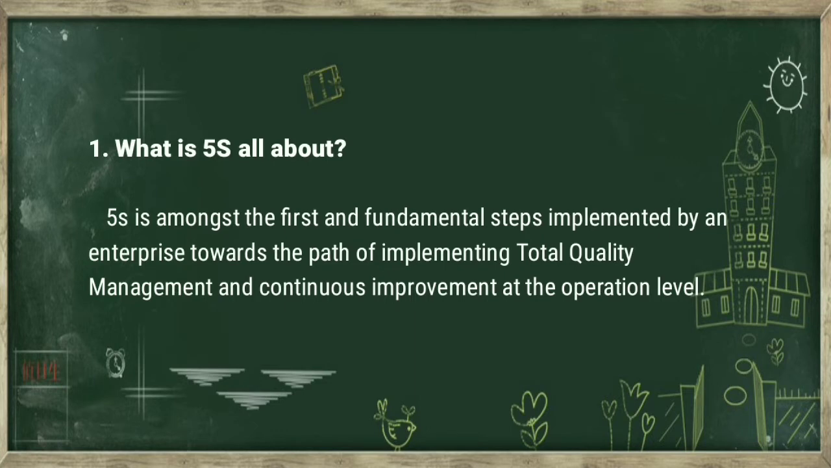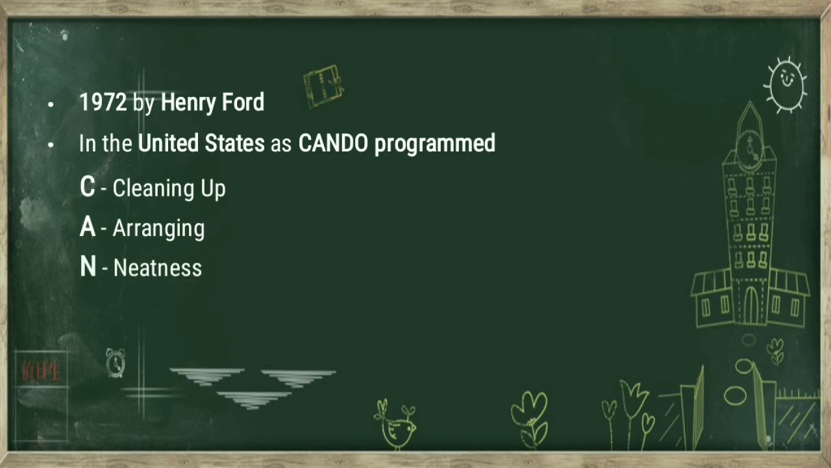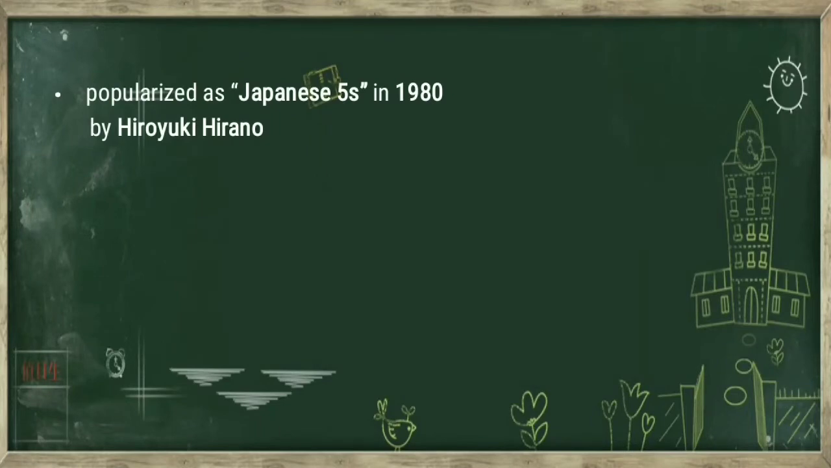So 5S is a process designed to organize the workplace, keep it clean, and maintain effective and standard conditions. It instills the discipline required to enable each individual to achieve and maintain a world-class environment. 5S started in 1972 by Henry Ford in the United States as the CANDO program. The C in CANDO stands for cleaning up, A for arranging, N for neatness, D for discipline, and O for ongoing improvement. The technique was popularized as Japanese 5S in the 1980s by Hiroyuki Hirano.